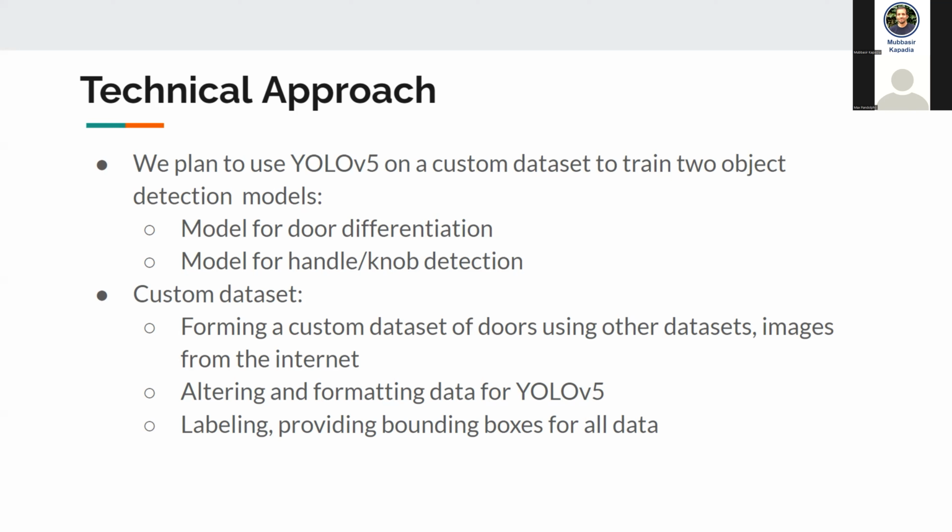We want to create two types of models. The first one is, as I said before, the door differentiation model, but we also want to create supplementary models to look for secondary features. For example, if you find a door with a handle, then we want a model that can actually find where that handle is. I forgot to mention before, the door differentiation model is primarily meant to be used by visually impaired people. So it's important to be able to find these other features like handles, knobs, and buttons, so we can actually tell the user where these objects are.